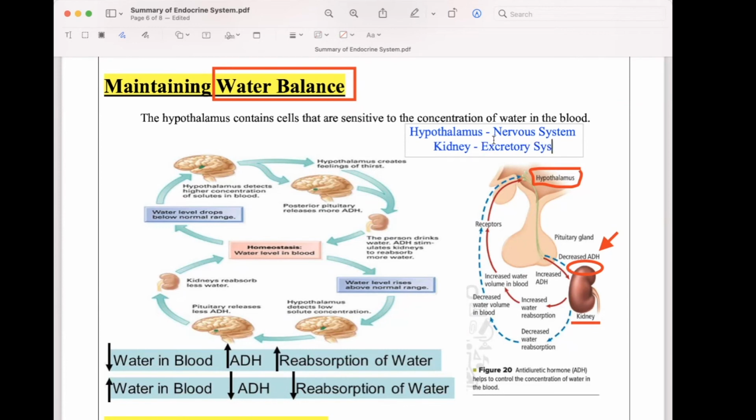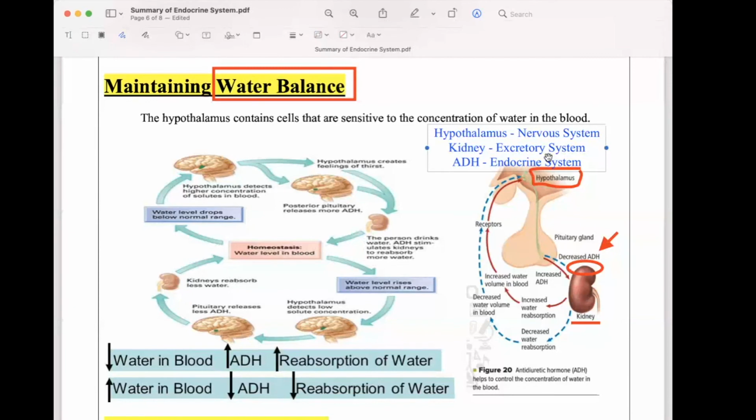Excretory system. Then you have ADH, which is the hormone, and this is a part of the endocrine system. So how many systems are working to control the water level in your body? Three, Mister. Three systems. Very good. It involves the nervous system, excretory system, as well as the endocrine system.